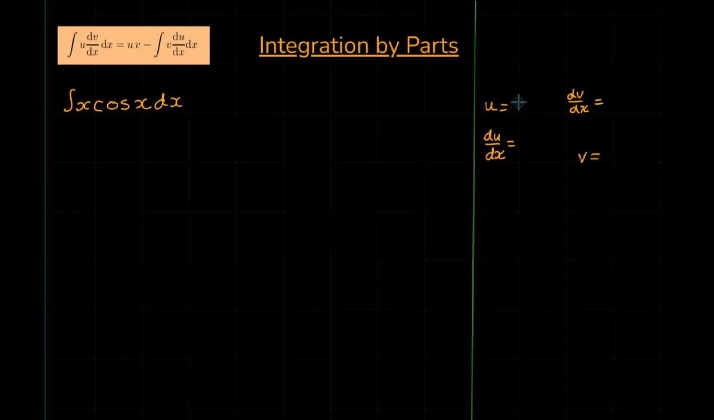So x is going to replace u, and du by dx we need to differentiate will be 1. dv by dx I replace by cos x. Notice that I do use dv by dx as the second function, and to get v I need to integrate it, so integrate cos x and I get sin x.